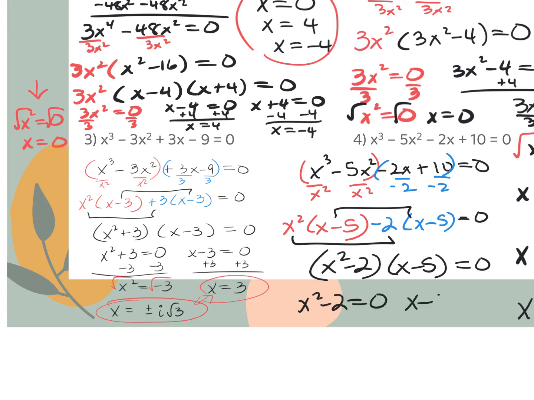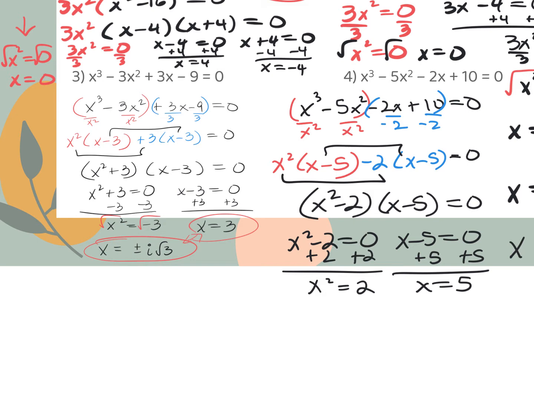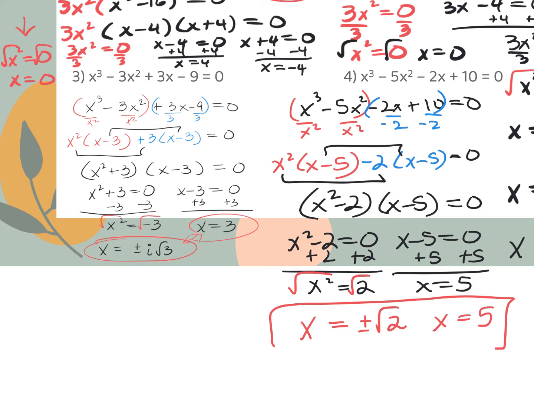Add 2. x squared equals 2. X squared equals 5, or just x equals 5. Square root both sides, and I get plus and minus the square root of 2, and then x equals 5. So 3 solutions, 2 that are radicals, and then the 1 integer.